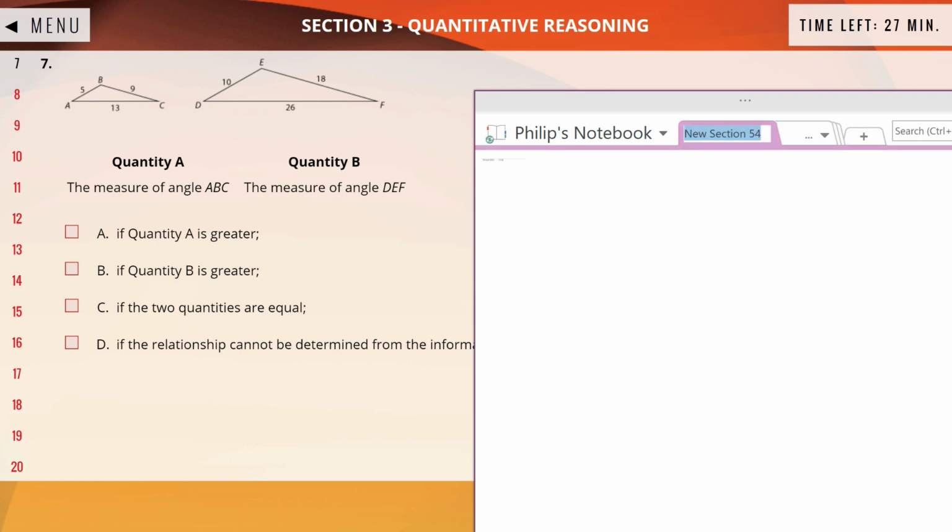The measure of angle ABC, so that's the one at the top, and the measure of angle DEF, that's the one at the top. Now clearly the sides are just double. You've got 5 become 10, 9 become 18, 13 become 26. So I probably should get this a bit quicker, but they're similar triangles, right? It's just everything's just been doubled. And if they're similar triangles, they have the same angles, and therefore the two angles are going to be equal.